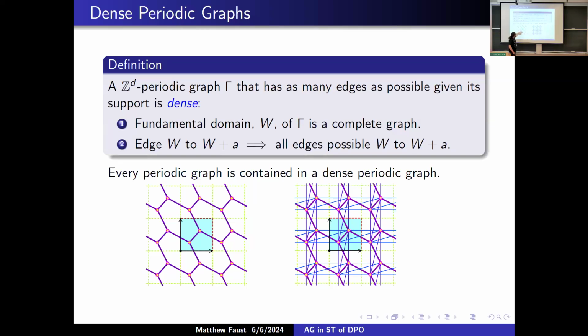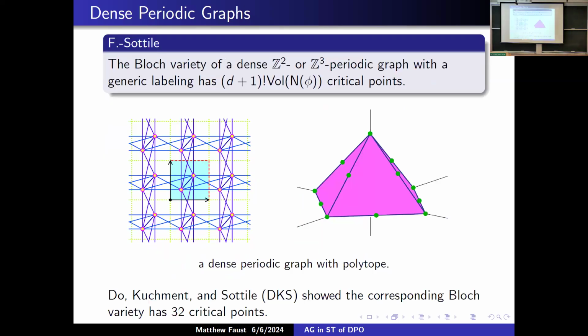Over here is the hexagonal lattice we've been looking at, in a slightly different picture, and this is the corresponding dense graph that contains it. There are technically many dense graphs you could put this in, depending on your choice of fundamental domain, but if we choose this as our fundamental domain, this is the respective dense graph that contains it. What Frank and I showed is that if you have a Z^2 or Z^3 periodic dense graph, then you'll have exactly (d+1)! times the volume of the Newton polytope of our dispersion polynomial many critical points for a generic labeling.